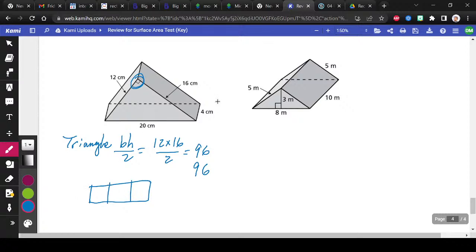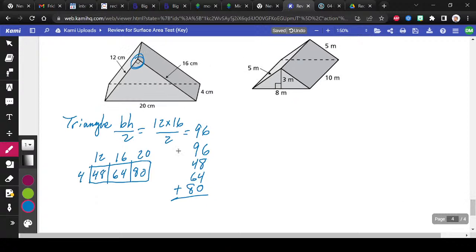For the lateral surface area, these triangles are 4 centimeters apart. The sides are 12, 16, 20. 4 times 12 is 48, 4 times 16 is 64, and 4 times 20 is 80. So then we go 96 plus 96 plus 48 plus 64 plus 80. And that's 384 centimeters squared.